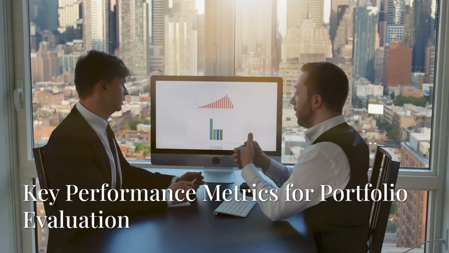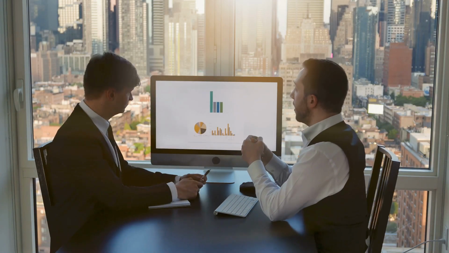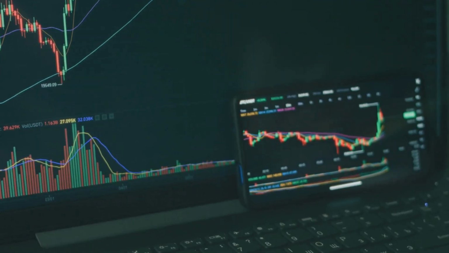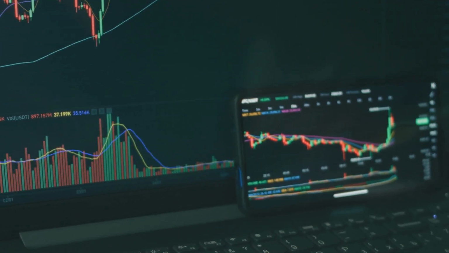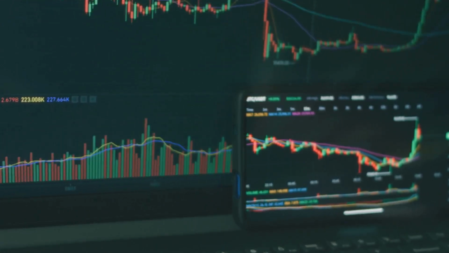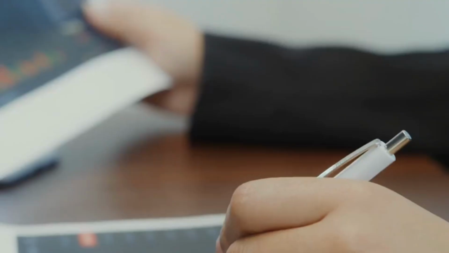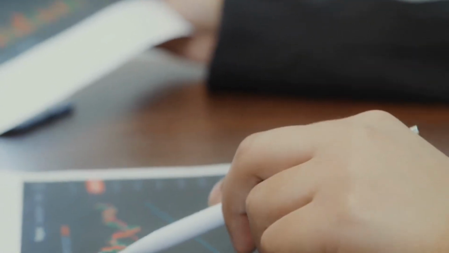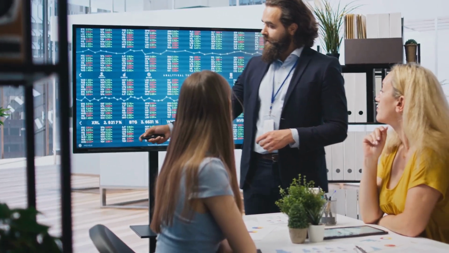Now let's dive into some key performance metrics for portfolio evaluation. First up, total return. This measures your overall portfolio performance, including both income like rents or dividends and capital appreciation. The formula goes like this: ending portfolio value minus beginning portfolio value plus income, all divided by the beginning portfolio value.